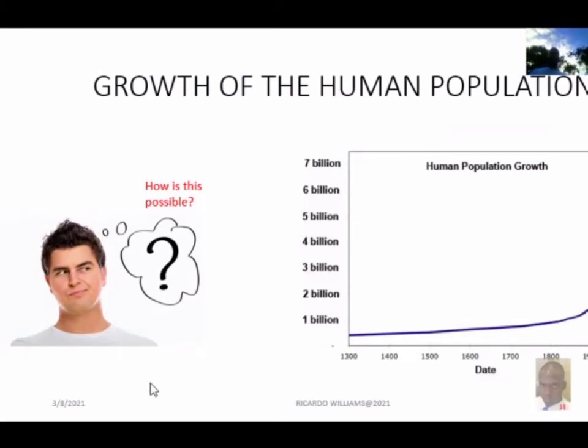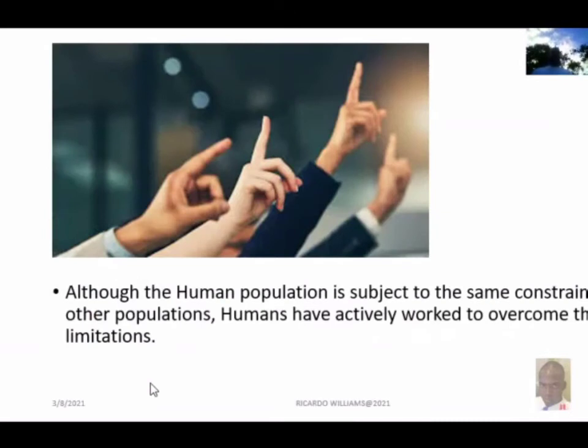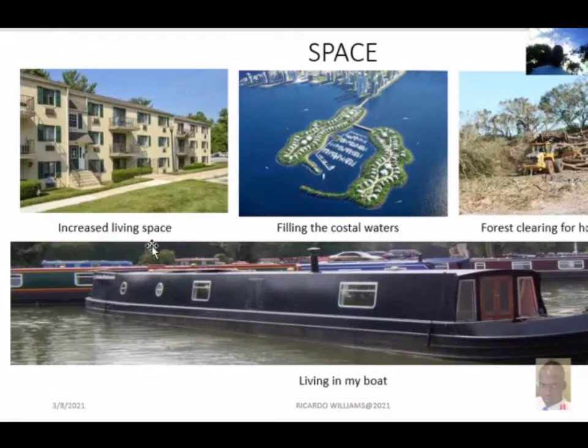That's the question we need to ask. How is it that the human population just grows exponentially and it's not stopping? Although the human population is subjected to the same constraints as every other population, humans have actively worked to overcome these limitations. So how have they overcome limitations? Let's say, for example, space. How have they been able to overcome space?